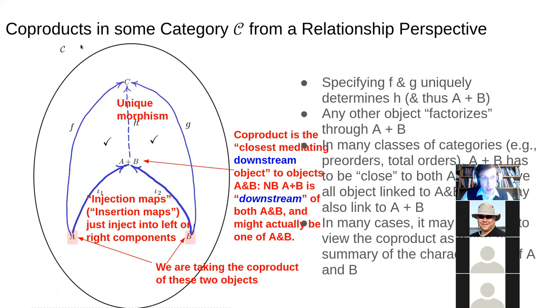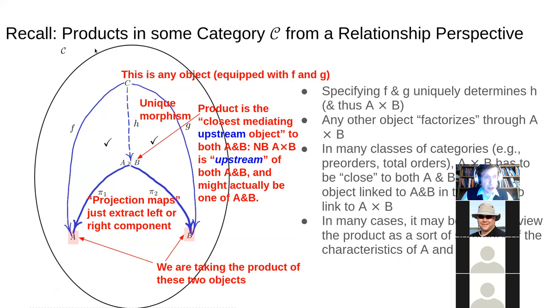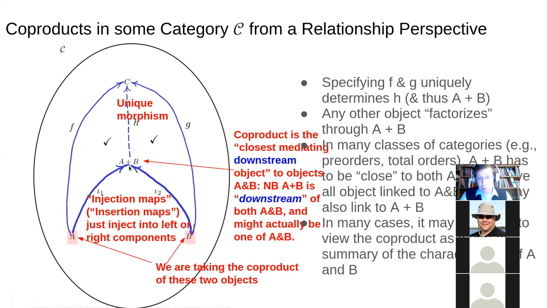And the key distinction that I want to make here at an intuition level with some of these annotations is products: we have A cross B being upstream of A and B. And you could say for many categories, it's fair to say it's the closest mediating upstream object to both A and B. By contrast, for A plus B, the co-product, considered informally as an object, it's kind of the closest meeting downstream object to A and B. A points downstream to it, B points downstream to it, and it's the closest one.